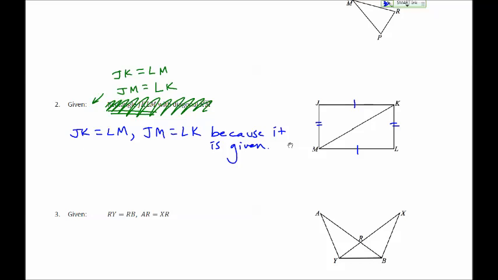Now I've used everything in the given, and now I look at the diagram. What else in the diagram can we use? Well, I notice that MK is overlapping on itself, and so I can use the reflexive property to say that MK is equal to MK. All right, so I now look at the picture and say, hey, I have all three sides of one triangle congruent to all three sides of the other triangle.